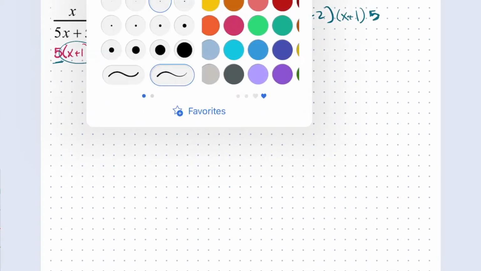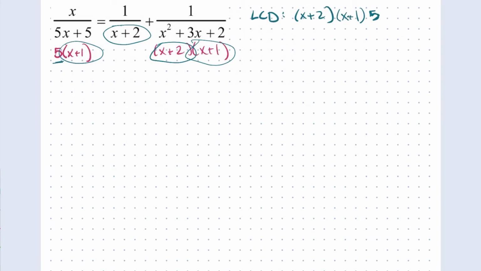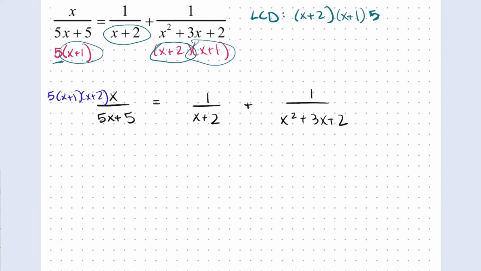So our next step is going to be to multiply. So let me rewrite this. x over 5x plus 5 equals 1 over x plus 2 plus 1 over x squared plus 3x plus 2. We've got our LCD. Now we need to multiply every term's numerator by the LCD. So 5 times x plus 1 times x plus 2, for each term. Okay, again, do not multiply this out.